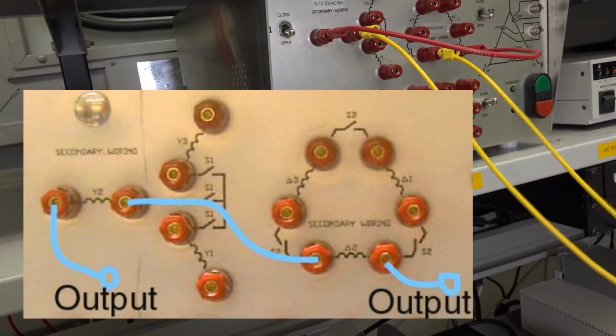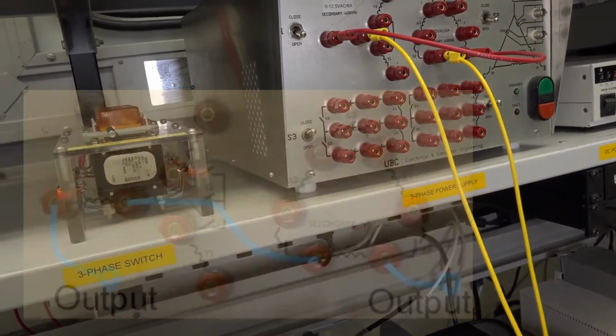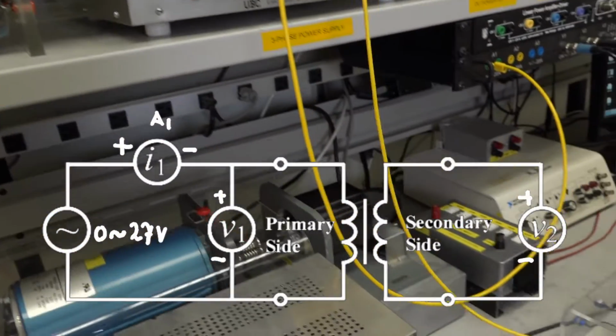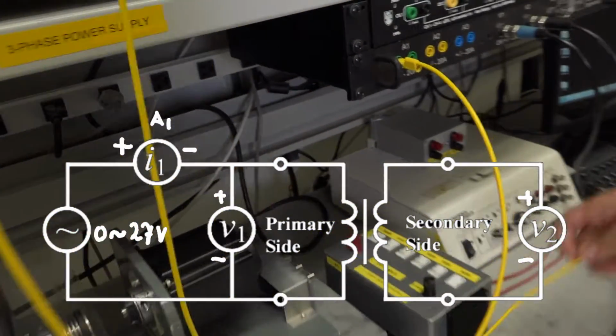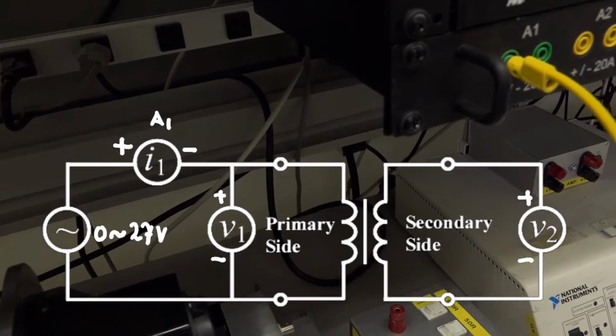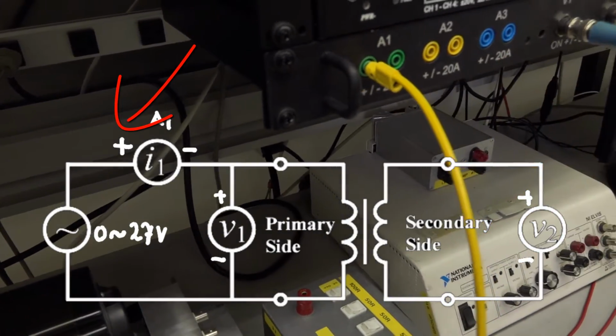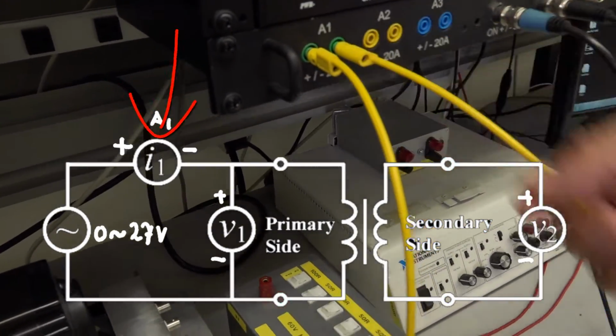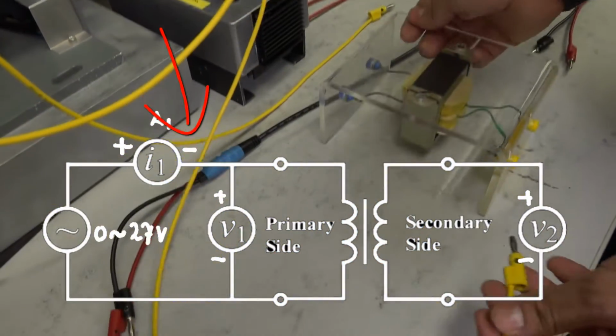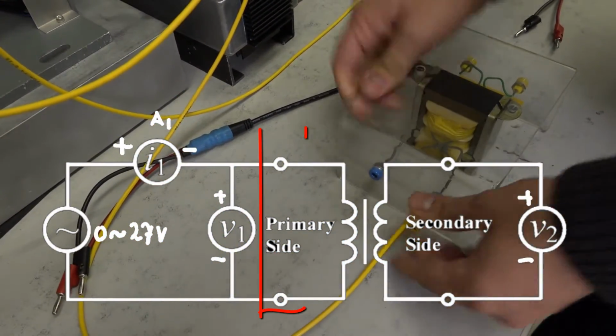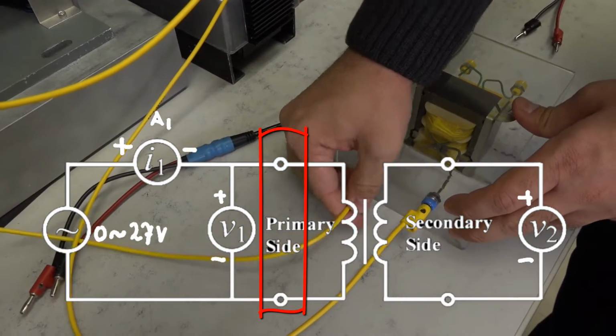Then you will connect the current meter. The current meter is connected in series. You connect your power supply to the positive terminal of the current meter, and then you connect the negative terminal to the terminals on your transformer.